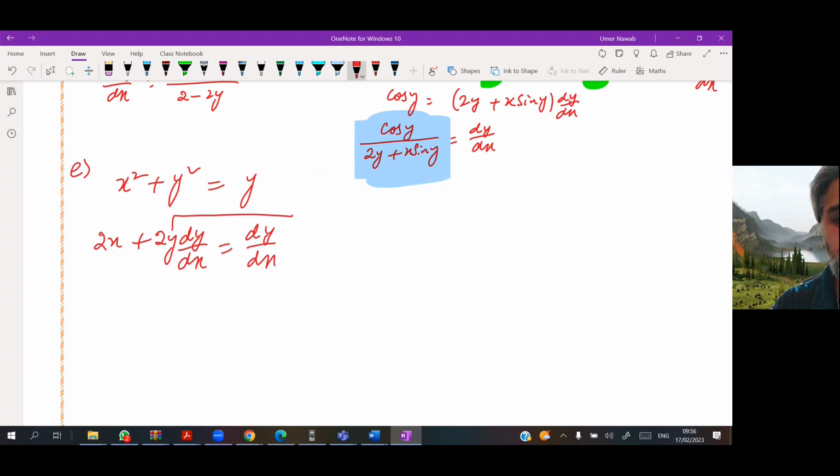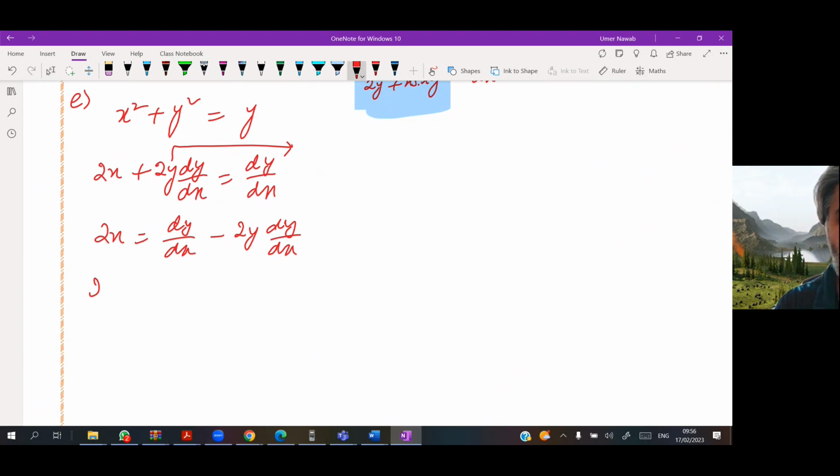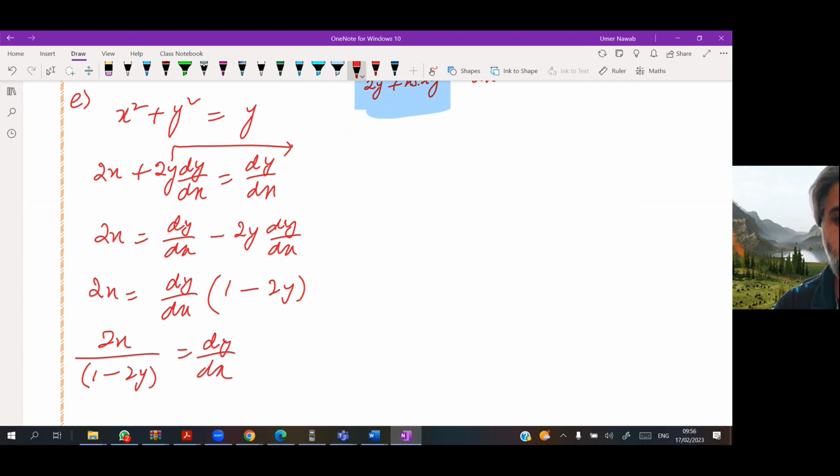Send this one to the right-hand side. So 2x equals dy by dx minus 2y dy by dx. Now take dy by dx common. Once you take dy by dx common, you have 1 minus 2y, and then 2x over 1 minus 2y equals dy by dx. That's the answer. Part E is done.